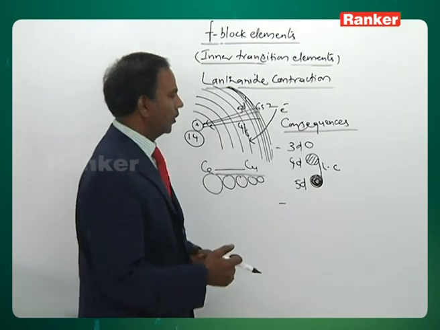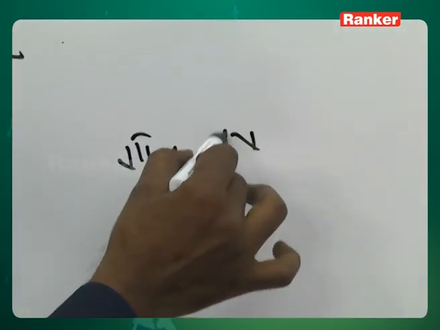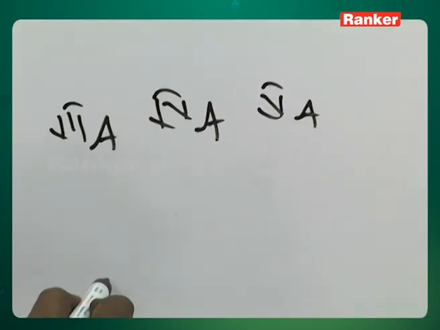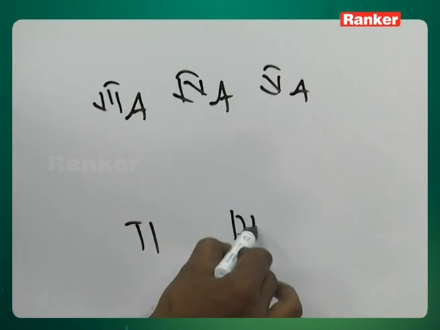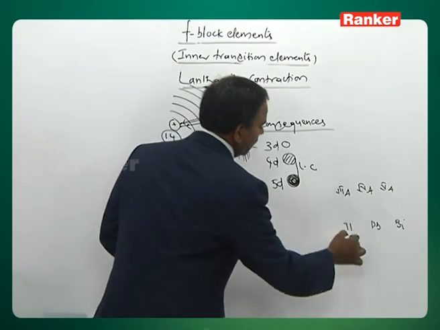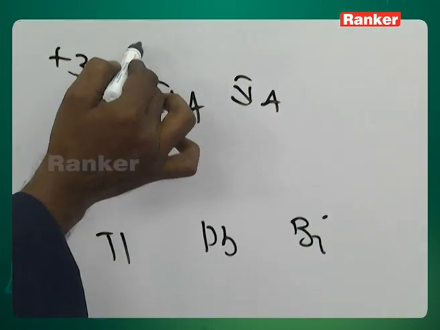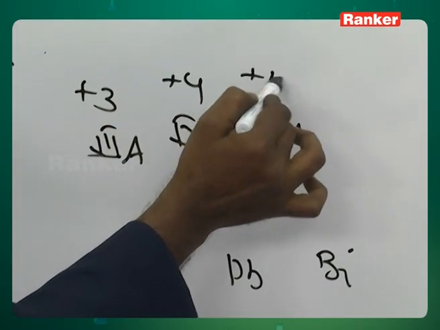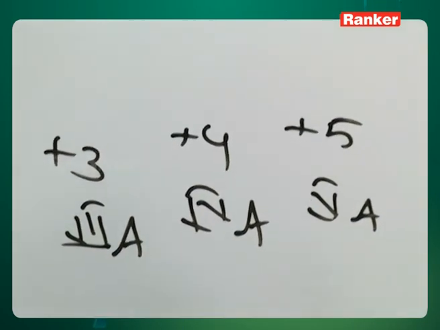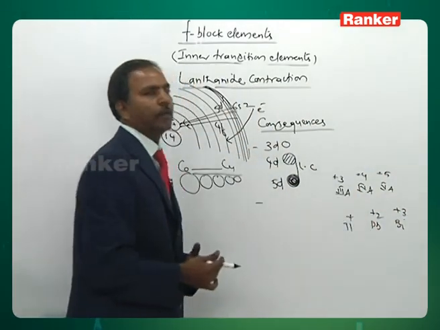Coming to the next point, you might be knowing this very well in the case of the 3A group, and likewise the 4A group, and you can also take the 5A group of elements. Thallium, lead and bismuth, you consider. What is the common oxidation number of the 3A group? It should be +3, the 4A group should be +4, and the 5A group +5. But the stable oxidation state of thallium is generally found to be +1. In the case of lead it is +2, and in the case of bismuth it is +3.